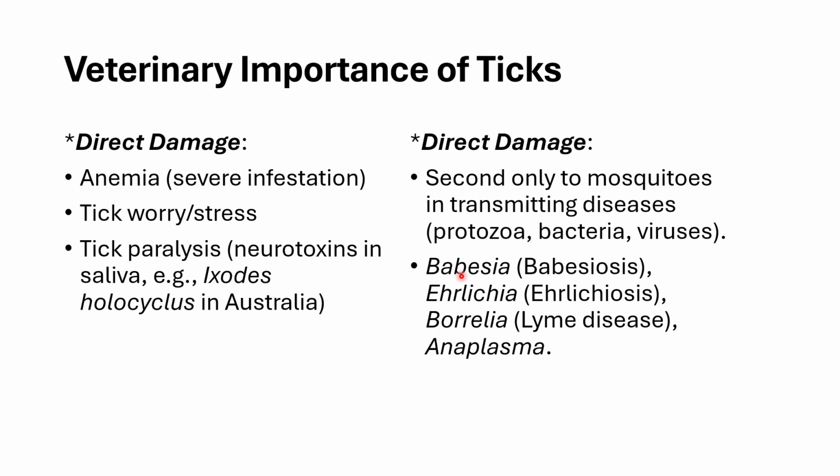Babesia, which is a type of protozoa that they carry, can cause babesiosis. Ehrlichia can, of course, be the causative agent of ehrlichiosis, and Borrelia can transmit Lyme disease. We also have Anaplasma causing anaplasmosis.